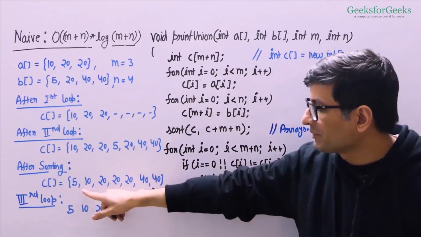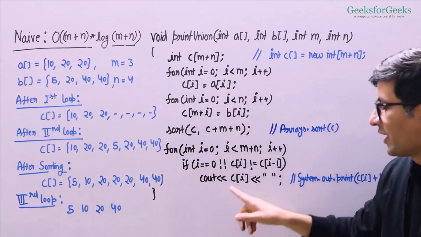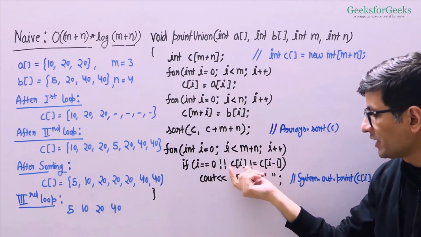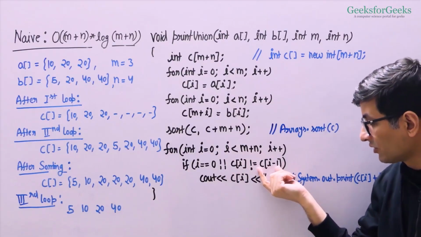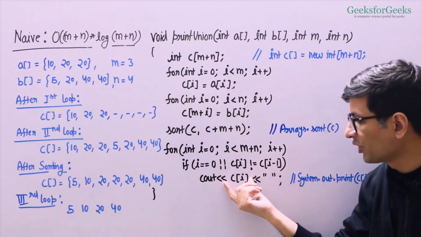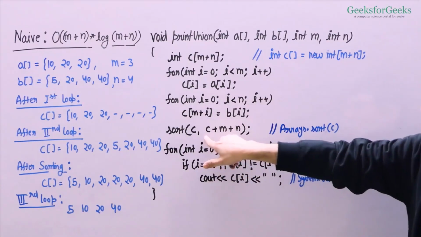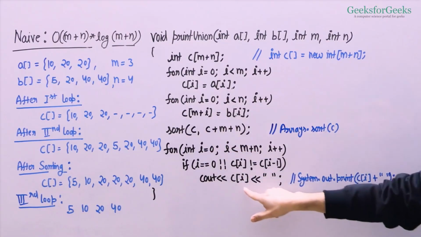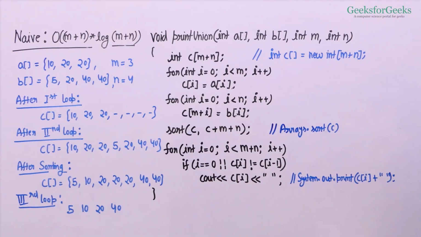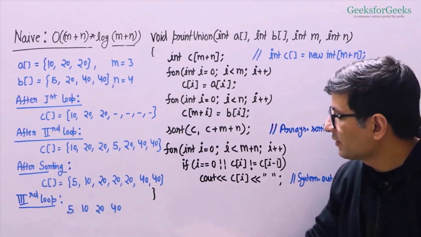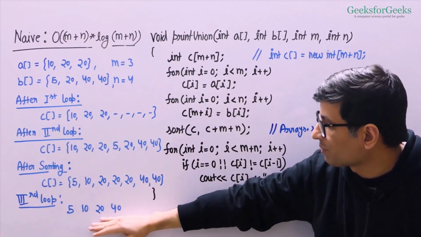Now we simply traverse the array C, and while traversing, we see if the current element at index i is not same as previous element, then only we print the current element. See, for sorting, this is C++ syntax. This is how we sort in Java. And for printing, we'll use System.out.print in Java. So that's the simple idea. That's what we are going to get as an output.